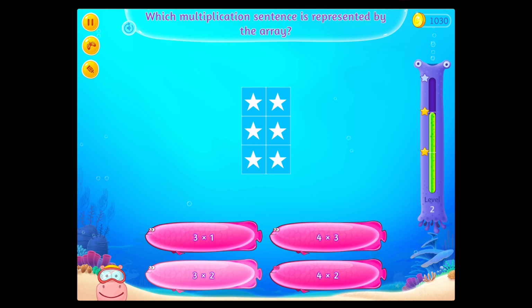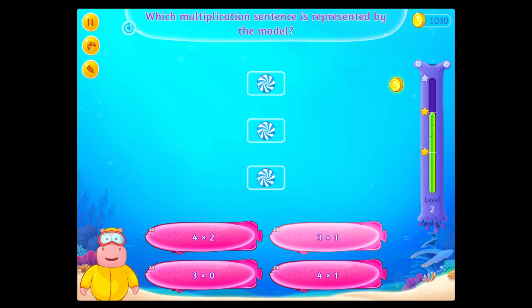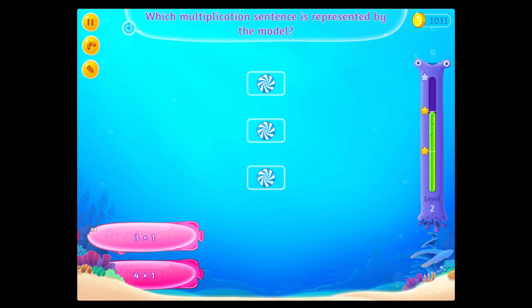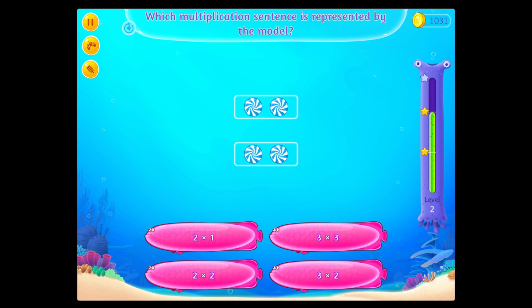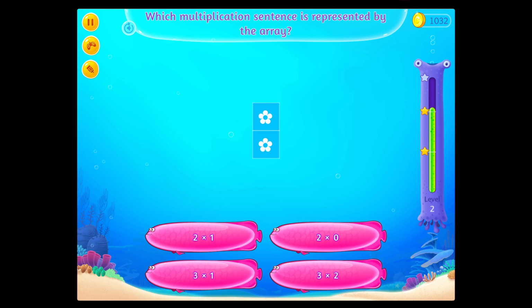You rock! Which multiplication sentence is represented by the model? You rock! Which multiplication sentence is represented by the model? Rockstar! Which multiplication sentence is represented by the array? Congratulations! You've done it!